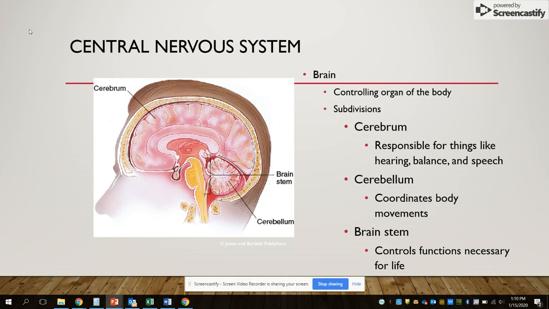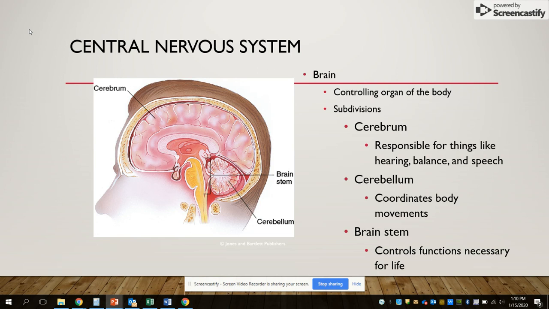You have the cerebrum, which makes up the largest portion of the brain and is responsible for things like hearing, balance, and speech. It's usually the most easily injured because it contains so much of that. The cerebellum coordinates your body movements, and then the brainstem controls those functions necessary for life. That's where we're going to get a change in heart rate, blood pressure, and respiratory rate. All of those things are going to come from the brainstem.